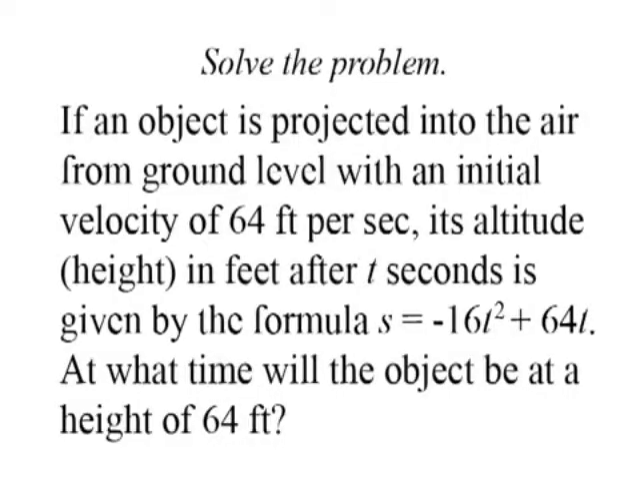Solve the problem. If an object is projected into the air from ground level with an initial velocity of 64 feet per second, its altitude or height in feet after t seconds is given by the formula s equals negative 16t squared plus 64t. At what time or times will the object be at a height of 64 feet?